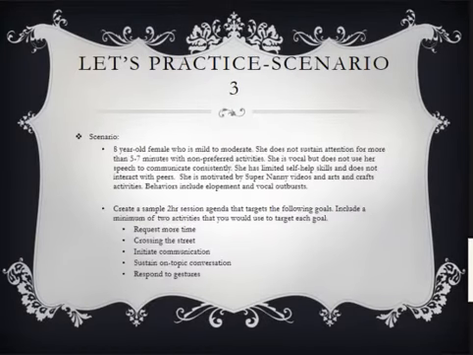Okay, good. Good observation. Okay, scenario 3, 8-year-old female who's mild to moderate. She does not sustain attention for more than 5 to 7 minutes with non-preferred activities. She's vocal but doesn't use her speech consistently. She has limited self-help skills and doesn't interact with peers. She's motivated by Super Nanny videos and arts and crafts. Behaviors include elopement, vocal outbursts. So you guys needed to target requesting more time, crossing the street, initiate communication, sustain on-topic conversations, and respond to gestures. What would you guys do for your session?